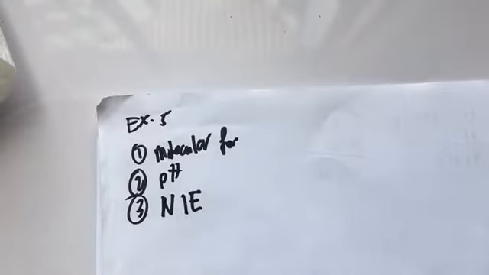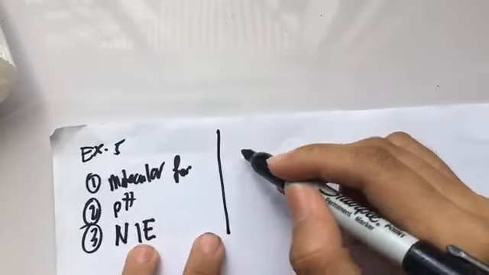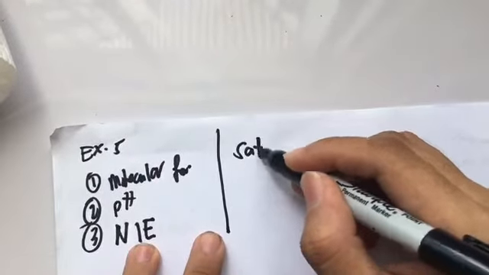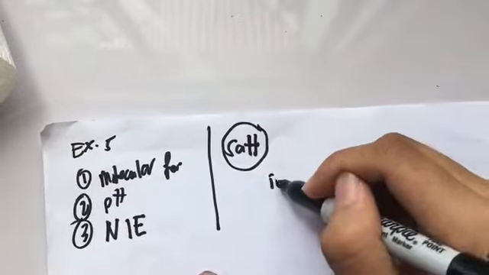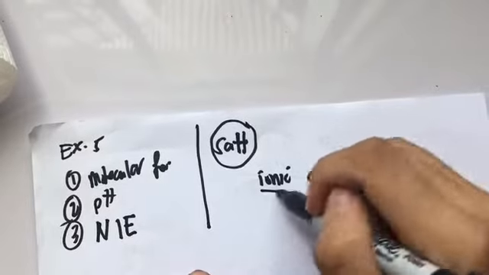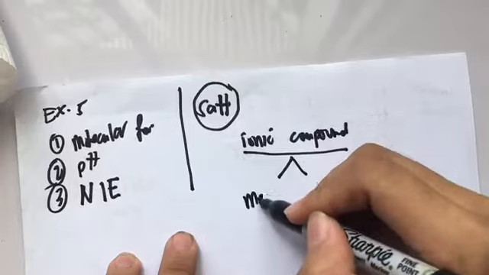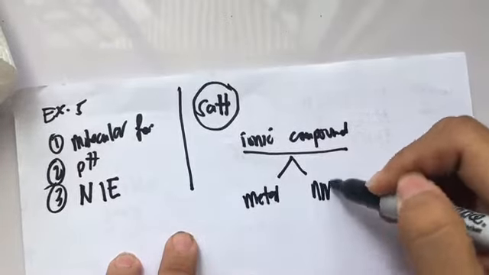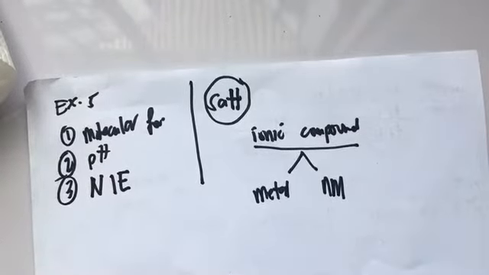Okay. So what we are going to discuss now is, in this experiment, we are going first to define salt. Salt particularly is an ionic compound. We learned in chemistry that an ionic compound is a combination of a metal and a non-metal. So when you see a combination of a metal and non-metal, then that is an ionic compound. And salt is one of those ionic compounds.